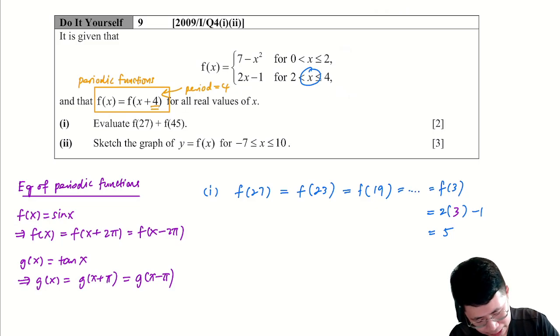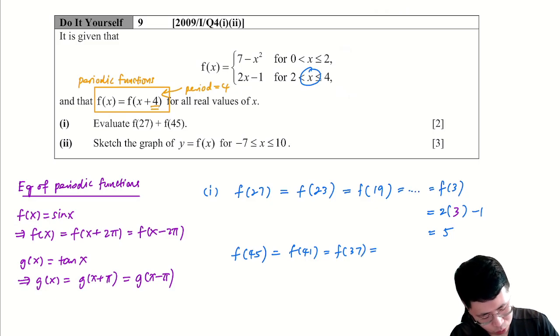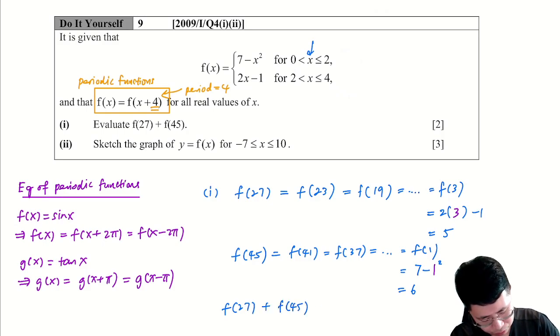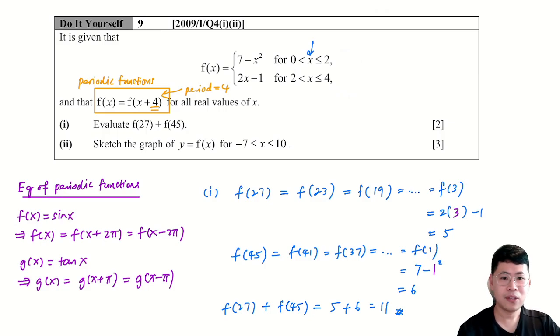Okay, next one, what is f(45)? Okay, f(45), same thing, I can minus 4. I can keep doing it until I get f(1). And when x is equal to 1, we will follow this function over here. So this will be 7 minus x squared. So this answer is 6. So f(27) plus f(45) is going to be equal to 5 plus 6, equals 11. Okay, so this is the first idea about periodic function.